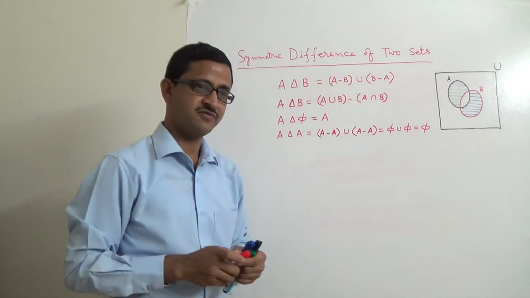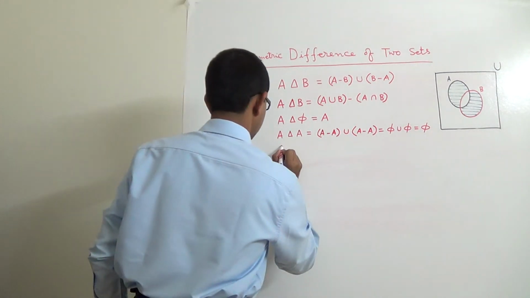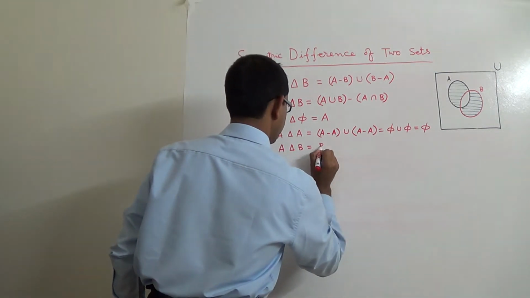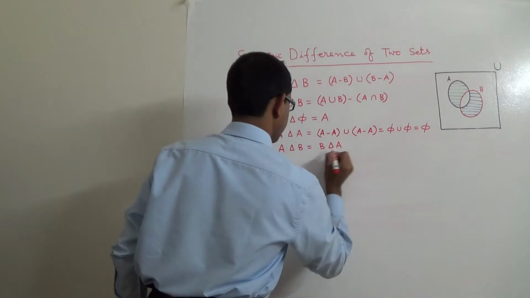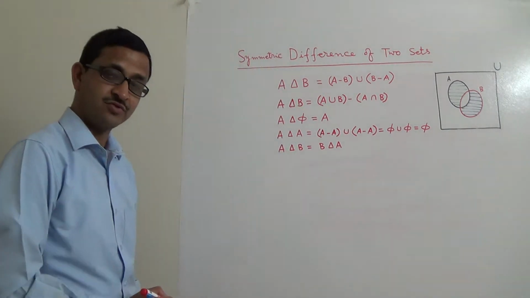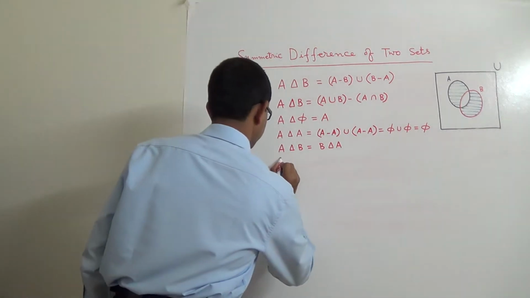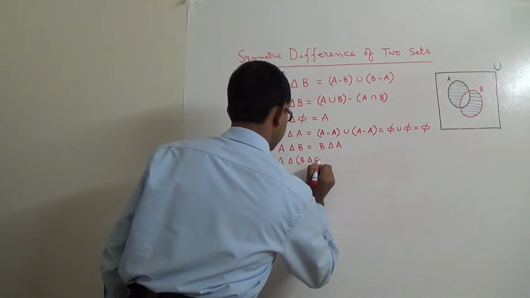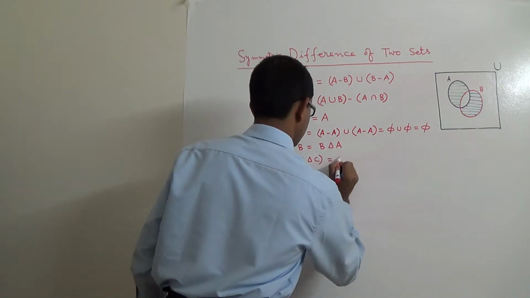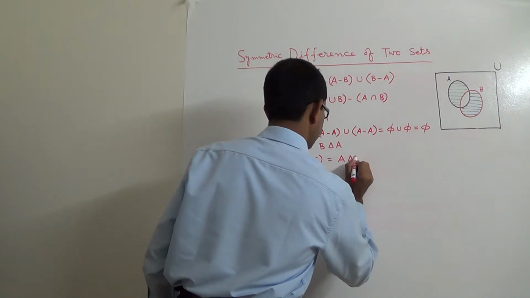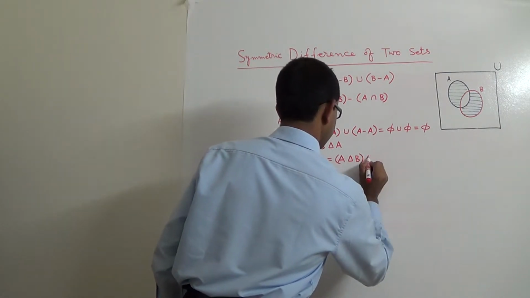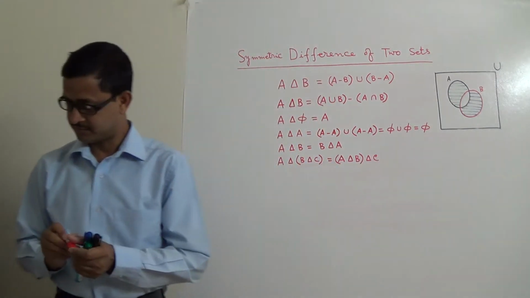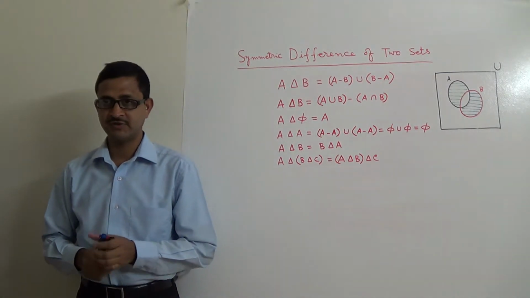Okay. The symmetric difference is commutative in nature. That means A symmetric difference B is equal to B symmetric difference A. That is also associative in nature. That means A symmetric difference B, symmetric difference C is equal to A symmetric difference, B symmetric difference C. Right?